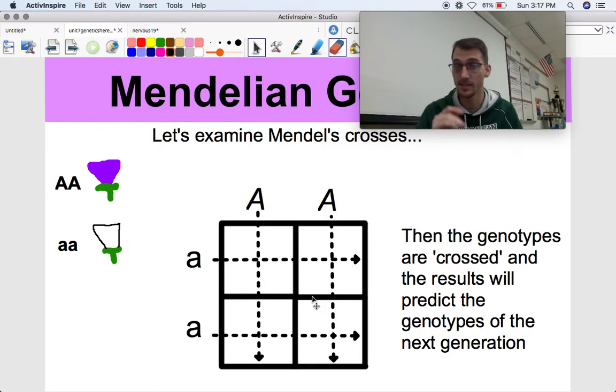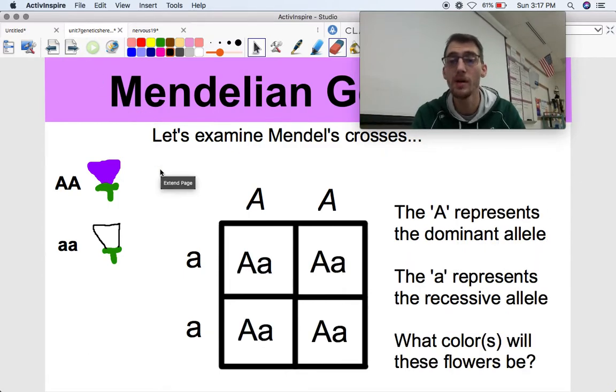Okay, so it says the genotypes are crossed and the results will predict the genotypes of the next generation. So a complete Punnett square, if you want to try this out yourself, go for it. You can stop me right here, but I'm going to switch to the next slide. The complete Punnett square will look like this.